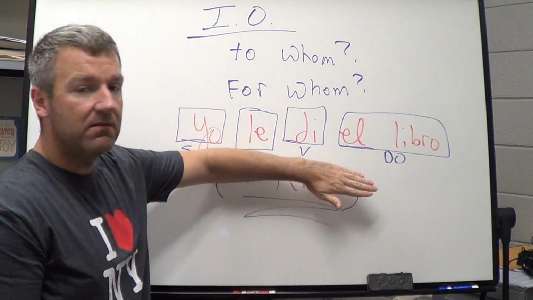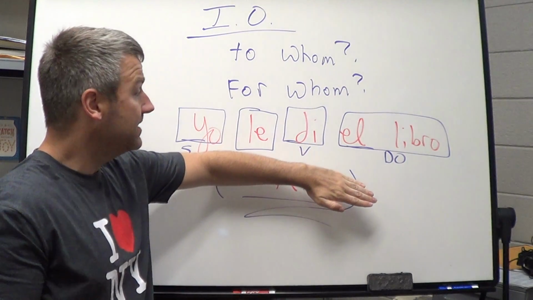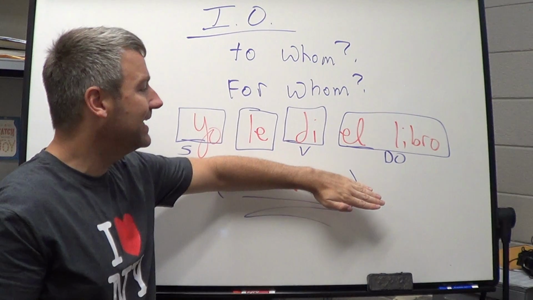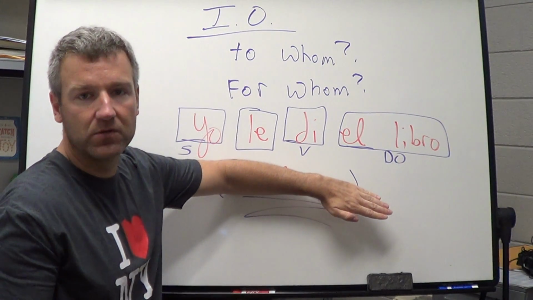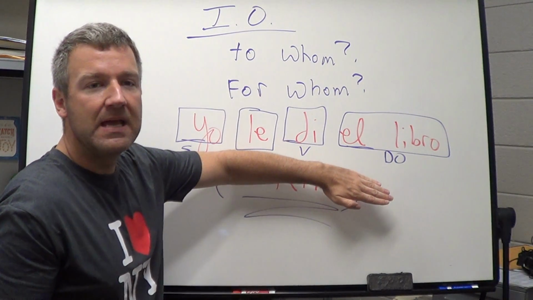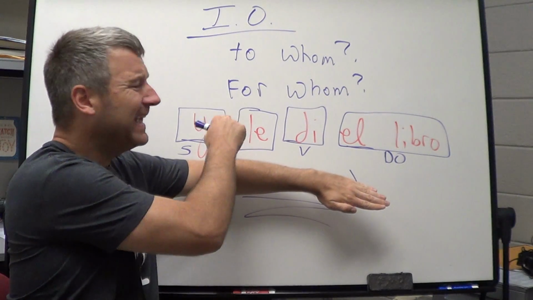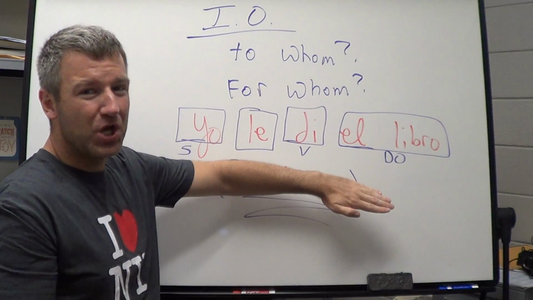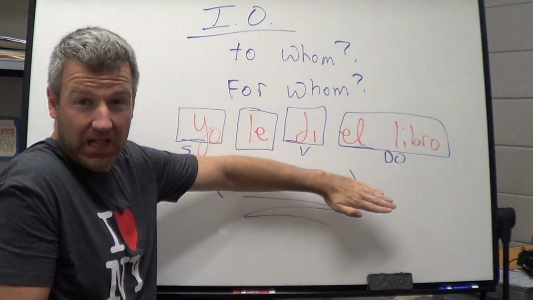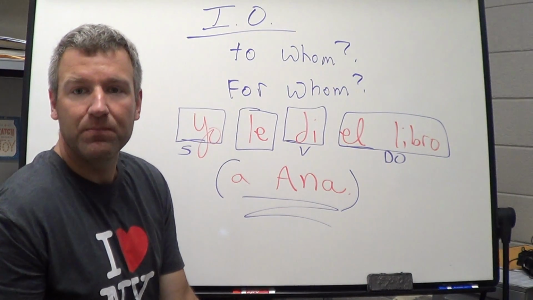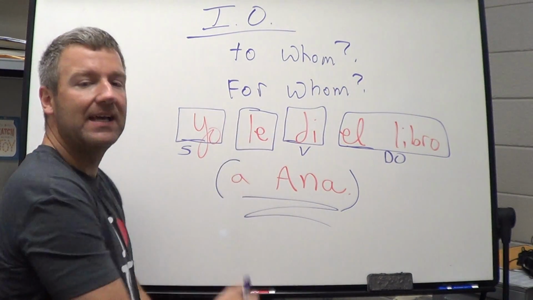Now, if I get rid of a Ana, the sentence is still perfectly okay in Spanish. Yo le di el libro. It's perfectly grammatical. And I could put a period right there. However, if you don't have any context, because le can refer to so many different people, you're not going to know who it is that le is referring to. So all the a Ana does is simply let us know who le is.